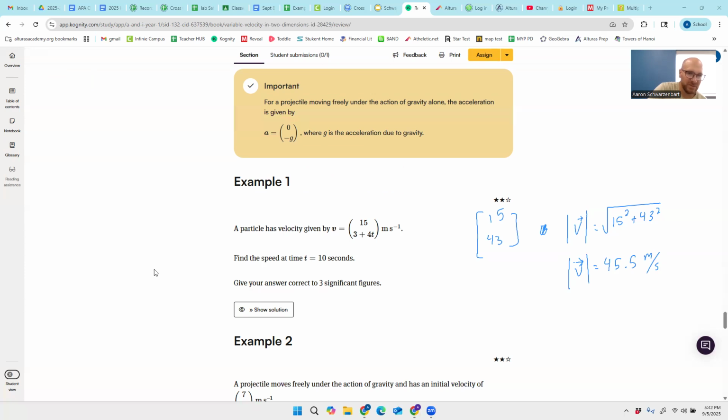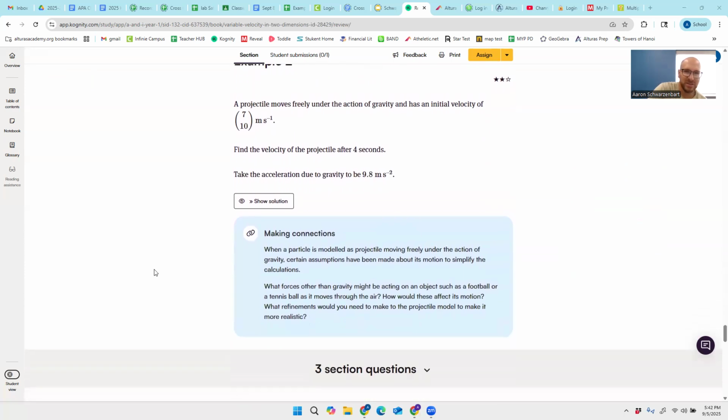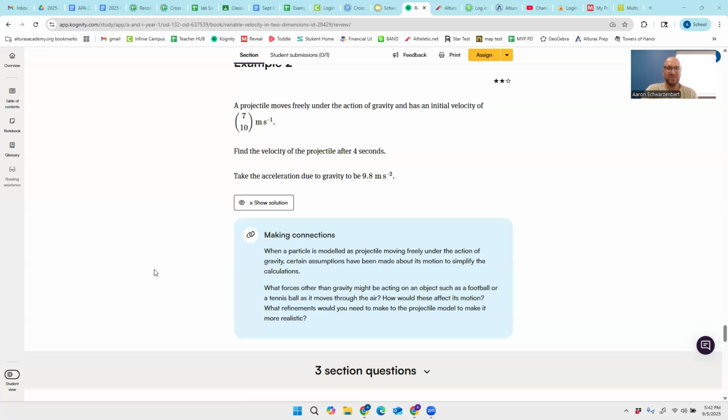Now we are going to get to projectile motion. A projectile moves freely under the action of gravity and has an initial velocity of (7, 10). Find the velocity of the projectile after 4 seconds. Take the acceleration due to gravity as 9.8 meters per second squared.